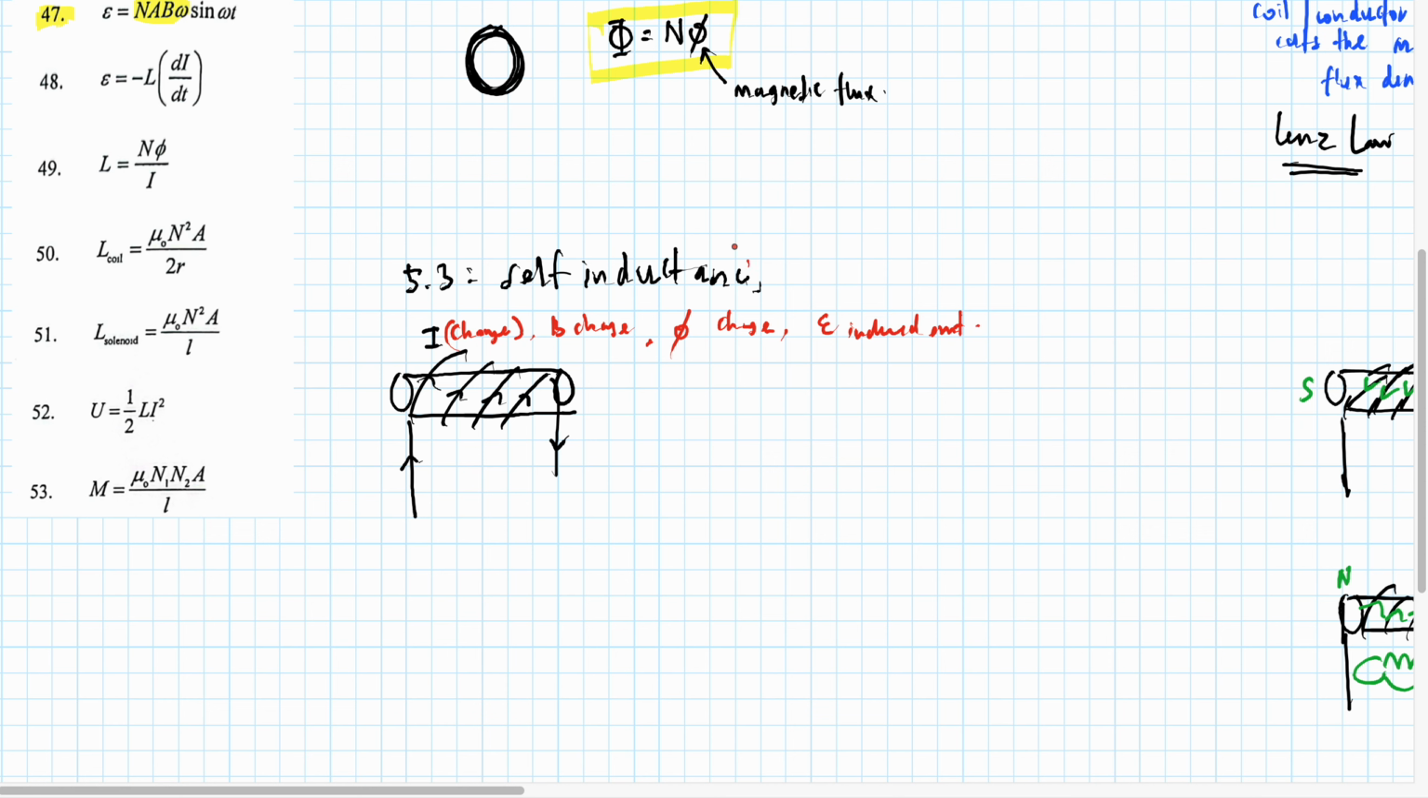Okay, so yang ini kita panggil sebagai self-inductance sebab current dekat coil sendiri yang berubah. So bila current dekat coil sendiri yang berubah, dia produce induced EMF pun dekat coil yang sendiri. So kita panggil dia sebagai self-inductance. Okay, so formula untuk self-inductance.